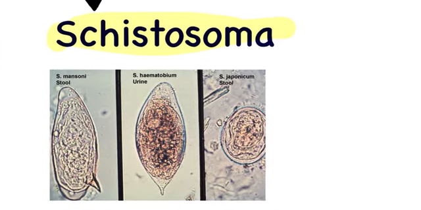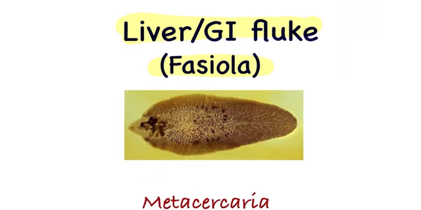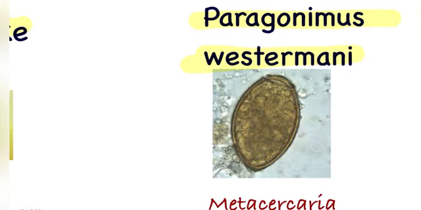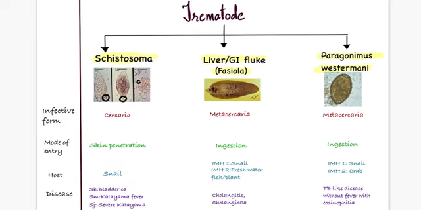Schistosoma mansoni has a lateral spine, Schistosoma haematobium has a terminal spine, and Japonicum does not have a spine but has a reduced knob-like feature. This is the egg of Fasciola hepatica, and this is the egg of Paragonimus westermani, which is a rarely asked question. Moving ahead to the infective forms.